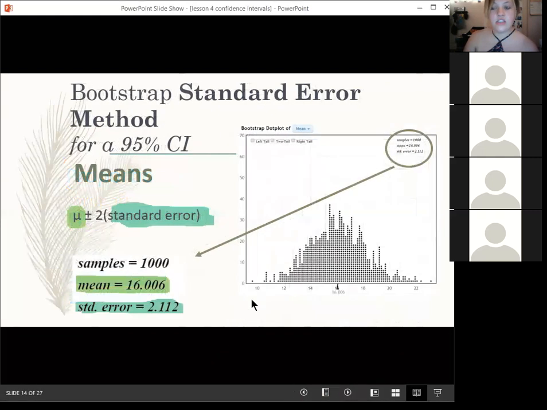And this next one is just the same thing except for means. So your point estimate here is your mean, and then you go ahead.